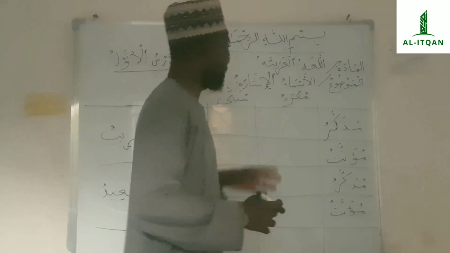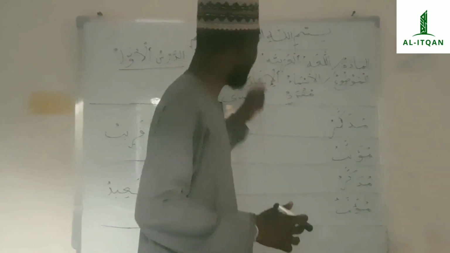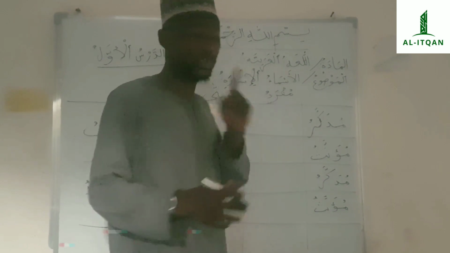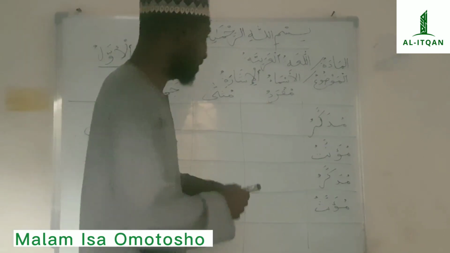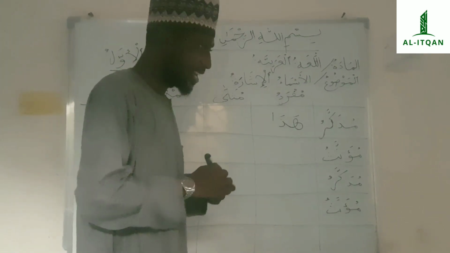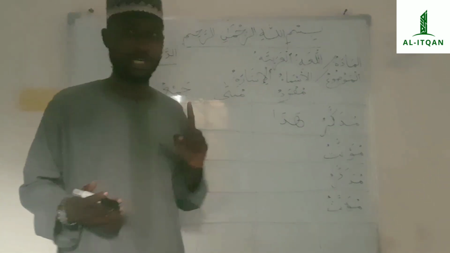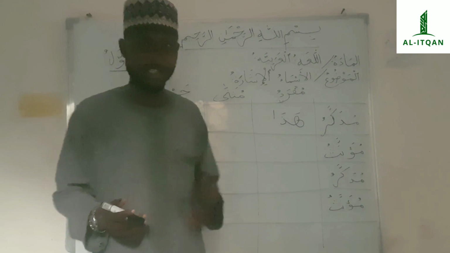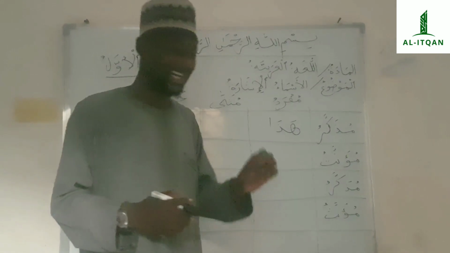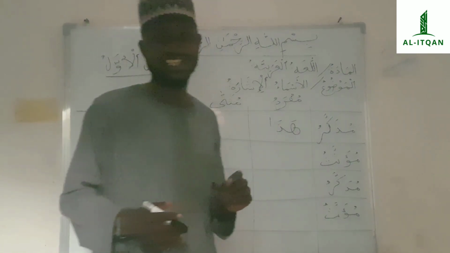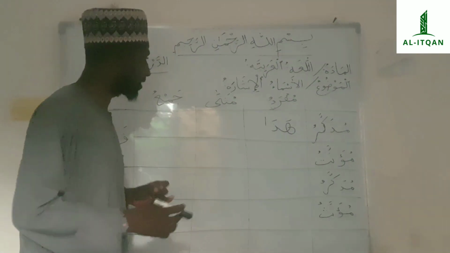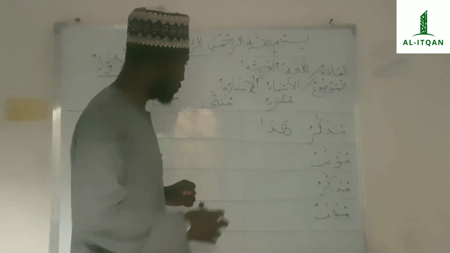So the first thing we have here, under mufrad mudhakkar, is something that is singular and masculine. You say hada. For example, you see a book. You want to say "this is a book" in English. Then in Arabic you say hada daftarun. That is the application. You see hada. Are we following?